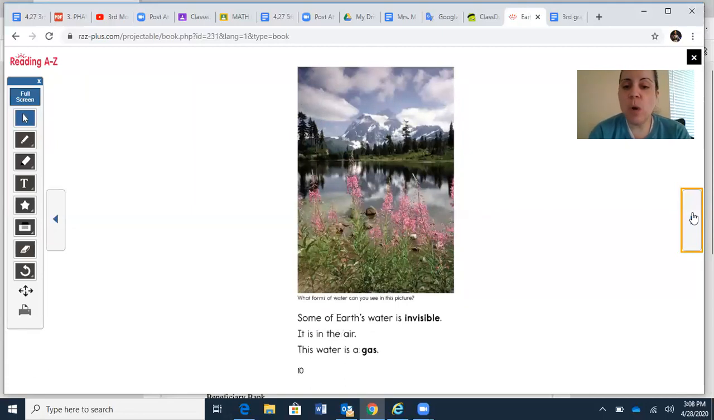Some of Earth's water is invisible. It is in the air. This water is a gas. Like up here, even though those look like clouds, they are water. Clouds are collections of water.